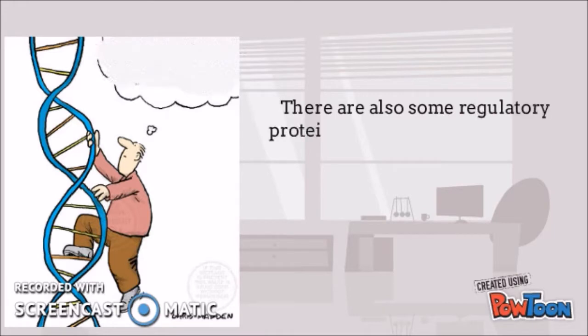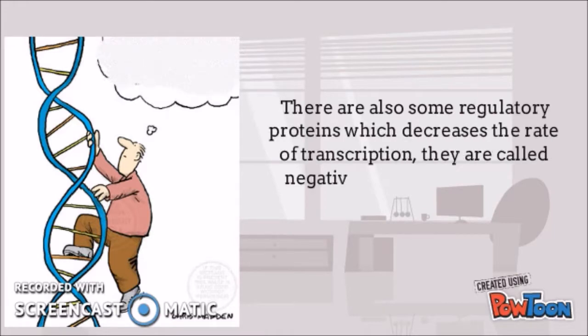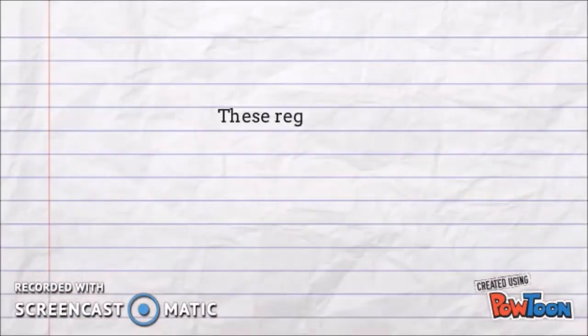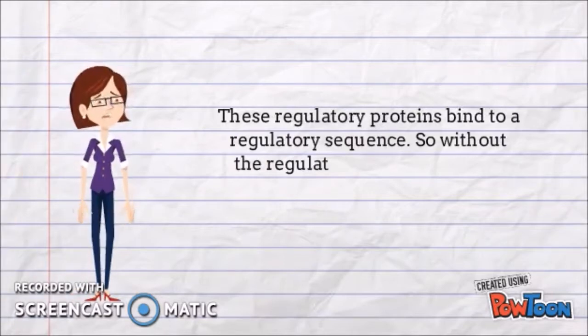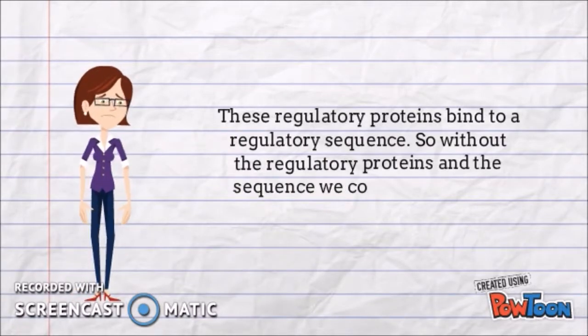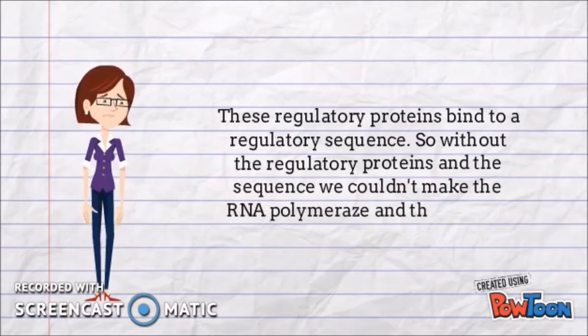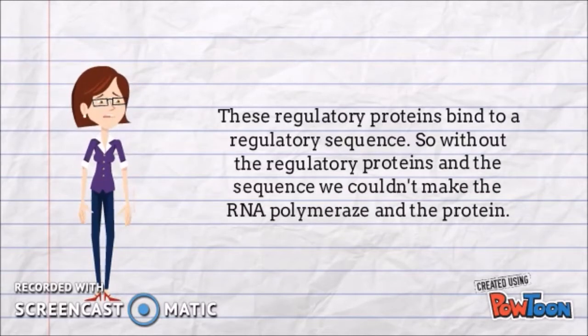There are also some regulatory proteins which decrease the rate of transcription. They are called negative transcription factors. These regulatory proteins bind to a regulatory sequence. So, without the regulatory proteins and the sequence, we couldn't make the RNA polymerase and the protein.